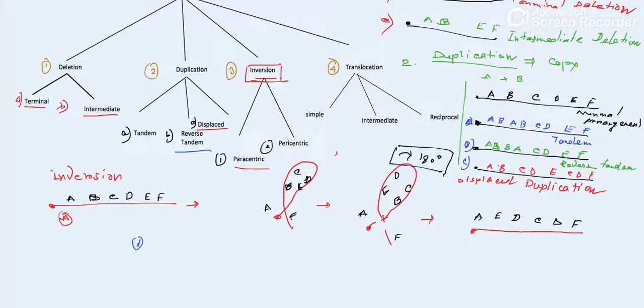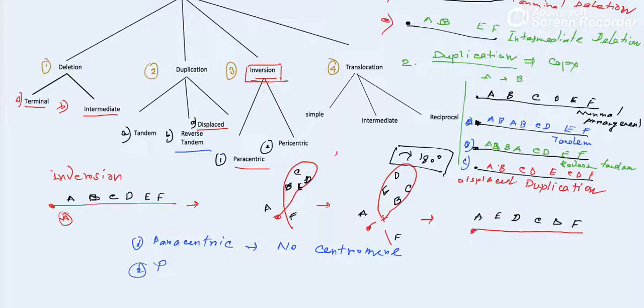Firstly, what is paracentric inversion? Paracentric means there is no centromere in the inverted part. If the centromere is completely detached from the inversion, if there is no centromere in this inversion, such kind of mutation is known as paracentric inversion.